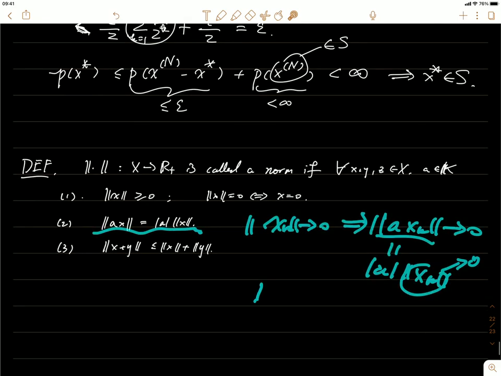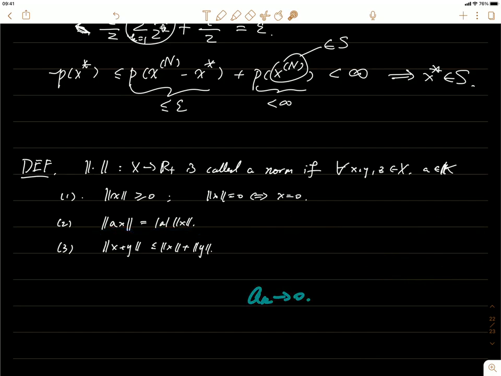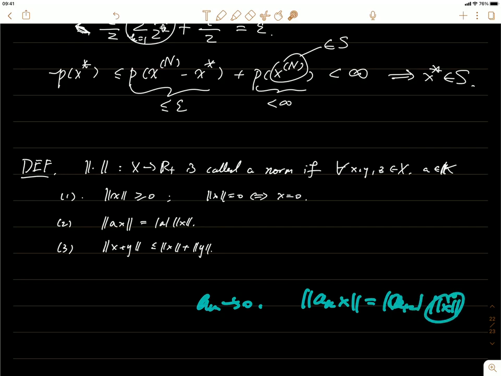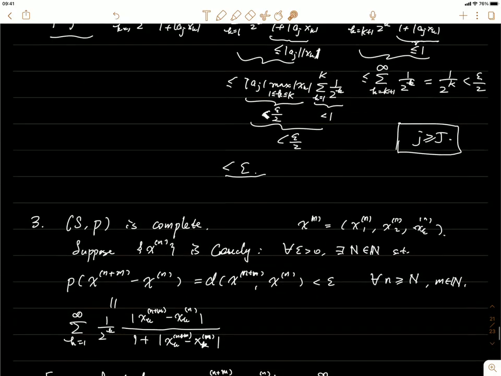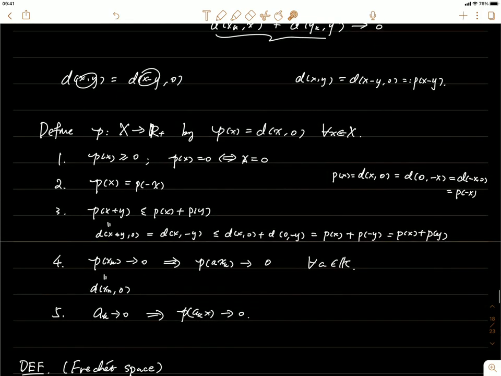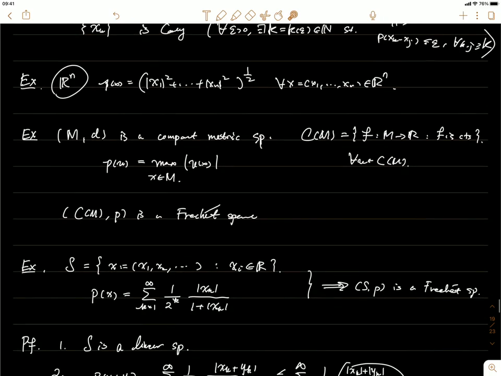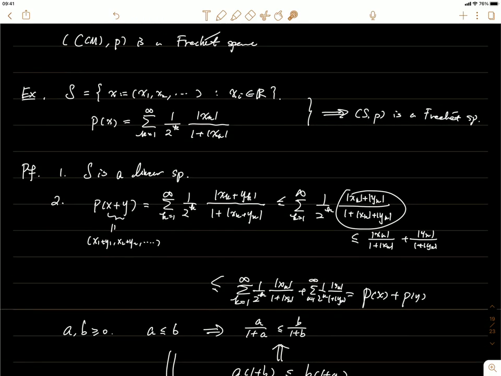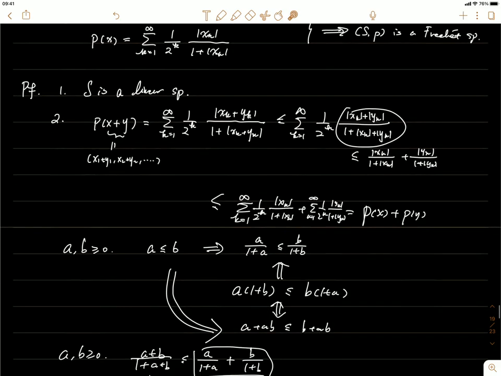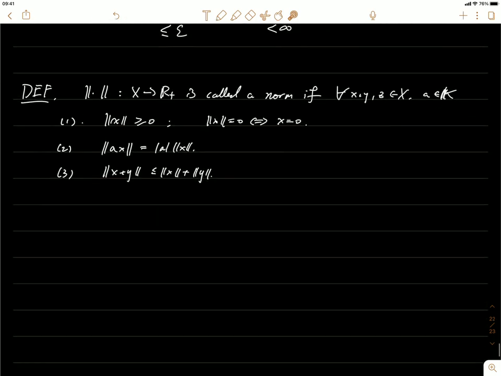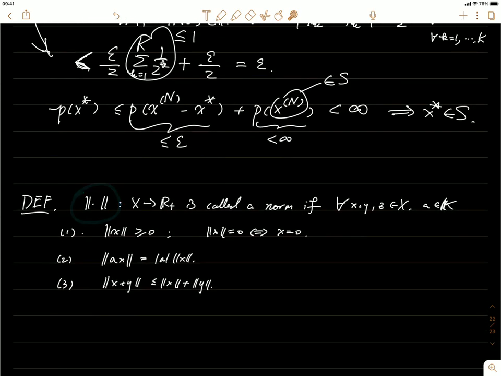And also, if you have ak goes to 0, then you know that the norm of ak times x is equal to the absolute value of ak times the norm of x, but this is a constant, and this one goes to 0, so the whole thing will go to 0. So this second one actually implies all of items 2, 4, and 5 in the definition for p. So it makes all these three happen. That means the norm itself must be a p function, as we talked about earlier, but it's even stronger because of the homogeneity. So that's why it will be more interesting in this case to consider such kind of norm. Okay, so it's called a norm.